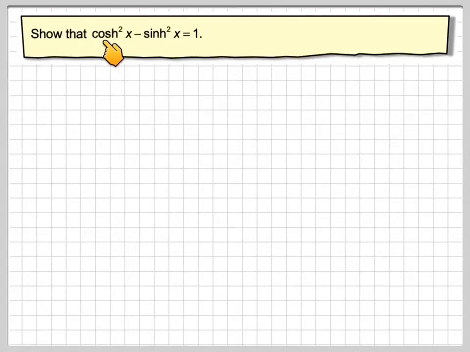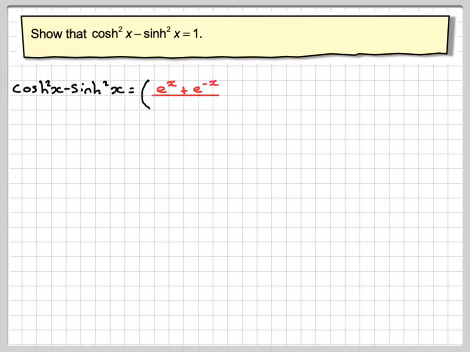Show that cosh squared x minus sinh squared x is equal to 1. Okay, so these are both what's known as hyperbolic functions. So cosh squared x minus sinh squared x is, now cosh x is equal to e to the x plus e to the minus x divided by 2. So we need to square that.